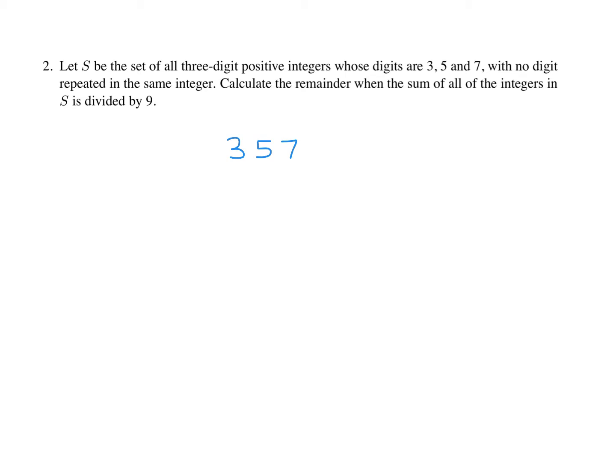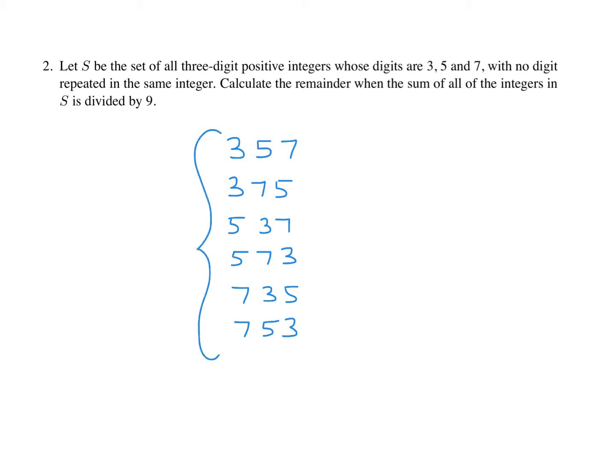Okay, 357 is one of them, 375. And then the lead off we can use as 5, 537, 573, and then 735 and 753. So this would be my S. This is the set. Now what they're saying is they want you to add them all up.